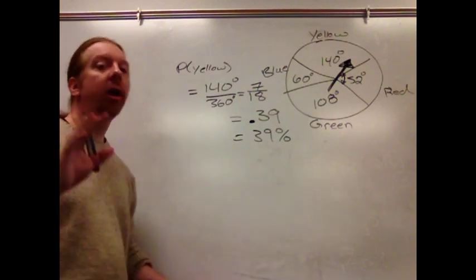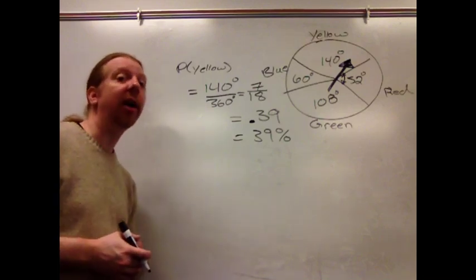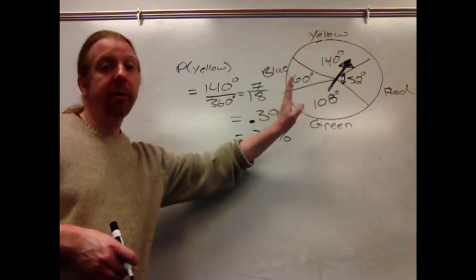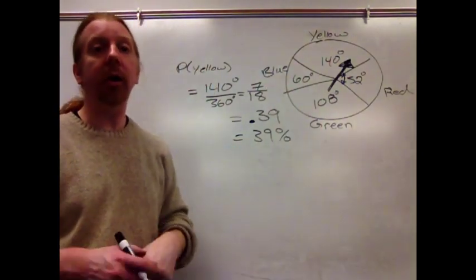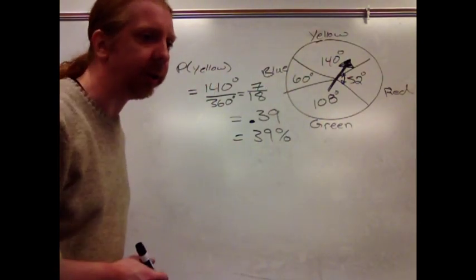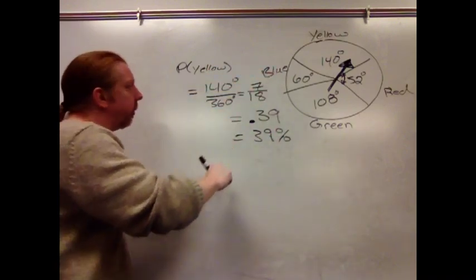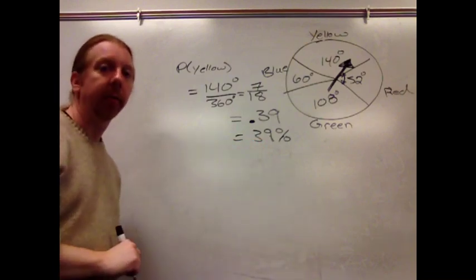Well, it's actually 38.888889, which is going to cause a small amount of error to creep into my overall answer if I do too many of these calculations, because rounding error is a factor. When I'm done, however, if I add all of these probabilities up, I should get back to 100% if I wanted to go that far. So again, the probability of it stopping in the yellow region is 7 out of 18, 0.39, or 39%.